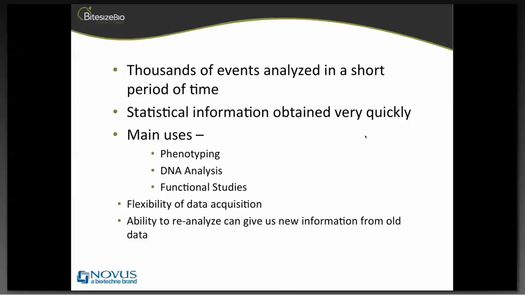We can also look at functional studies, so we can look at the calcium flux of cells. With flow cytometry, we've got lots of flexibility in what we can do, and the machines are capable of more than one application, so we can look at lots of different parameters simultaneously. We also have the ability to reanalyze our data so that we can get new information. This can be very useful if you're doing a multicolor experiment and you find a subpopulation that you didn't realize was there. You can then go on to look at that population in studies you've already done.